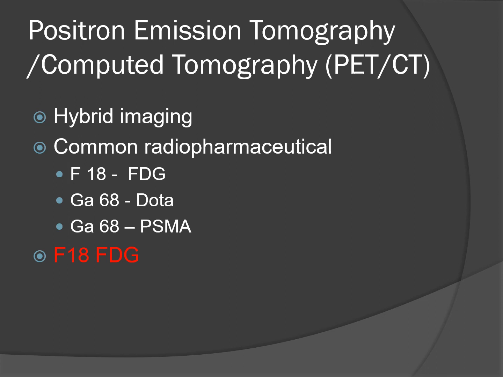So the PET emission tomography is more focused on functional or metabolic activity, and the computed tomography is more focused on anatomical localization. So the common radiopharmaceutical for PET positron emission is F18 or fluorine-18 FDG, and nowadays for the prostate and also neuroendocrine tumor, they use gallium-68 DOTA or gallium-68 PSMA. But I will show you more on fluorine-18 FDG.